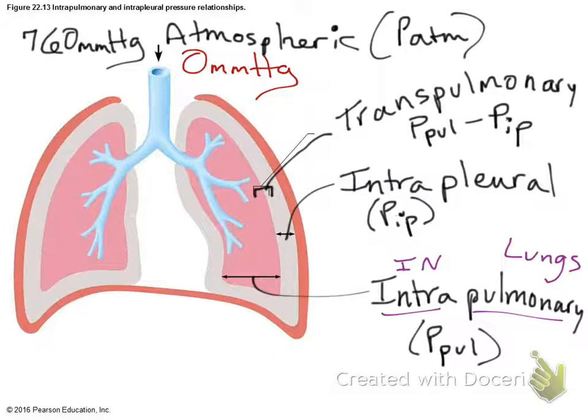And let's go ahead and make this note right now. Intrapleural pressure should always be negative. Not only is it negative, but it should always be the lowest of our three main pressures here. Intrapulmonary is going to change, though. Sometimes it's positive, sometimes it's negative, sometimes it's even 0.